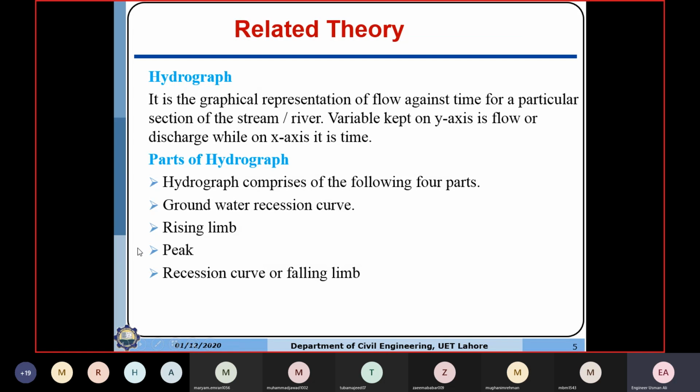Parts of hydrograph. A hydrograph consists of essentially four parts. Groundwater recession curve. This is right at the start. Then the rise. Sometimes, if you have intermittent rivers which run only during the rainfall, you may not have this recession curve. This is for those rivers for which we have the groundwater contribution.